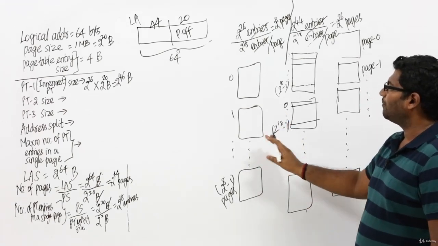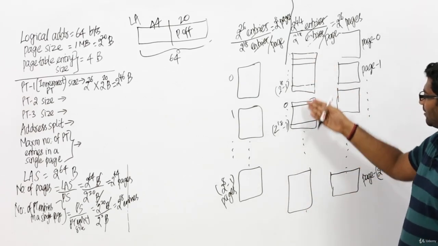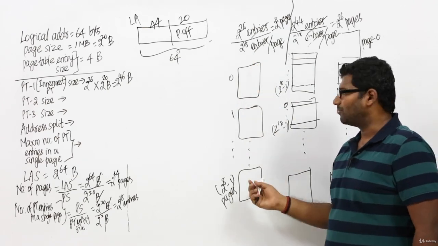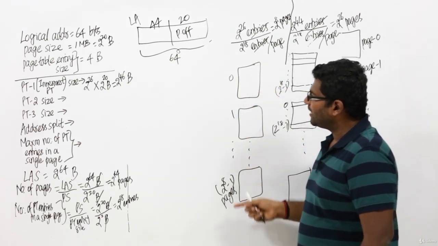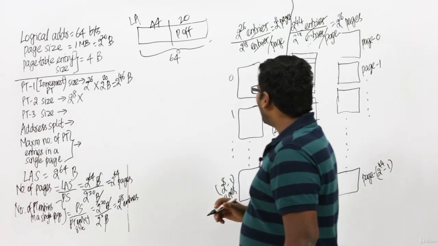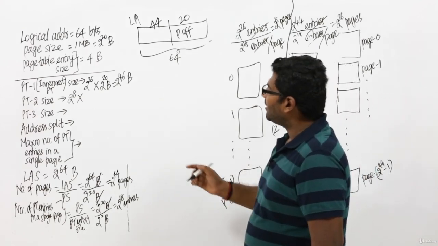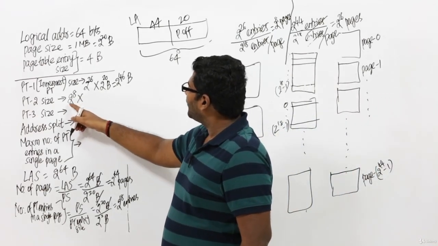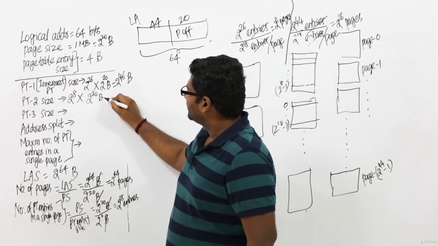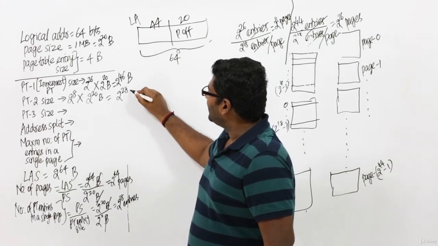See, let's compute the size of this page table. We have calculated the size of the innermost page table, right? Now let's compute the size of this level of page table. We have a total of 2^8 pages, and all these 2^8 pages are completely accommodated with entries, right? So 2^8 pages, for size of a single page is 2^20 bytes, right? So 2^8 into 2^20 is nothing but 2^28 bytes.